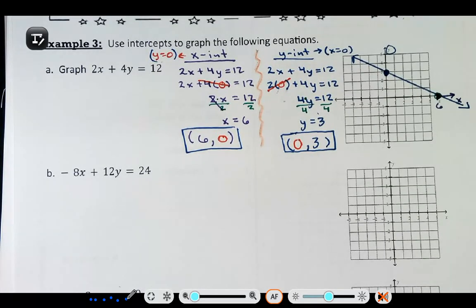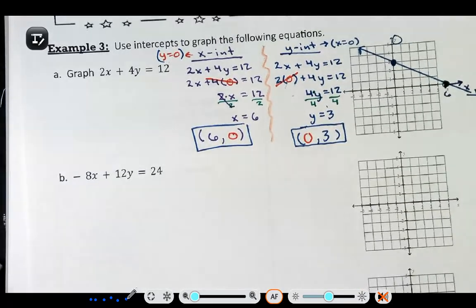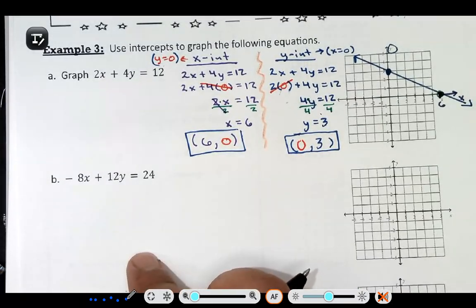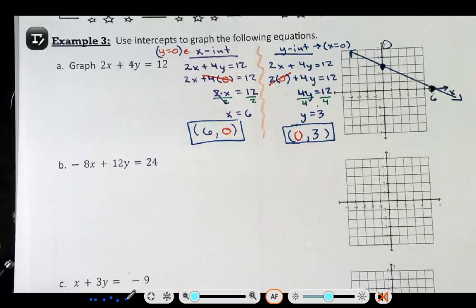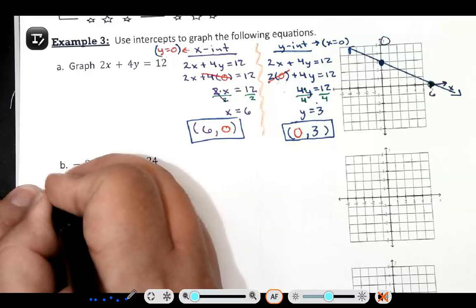All right, so for letter B, be careful. It does have a -8 involved this time, but that's okay. That doesn't change anything. All right, so remember the process. We're going to make the y equal to 0. If I want an x-intercept, I have to make the y equal to 0. So I'm going to start here. So here's my x-intercept.